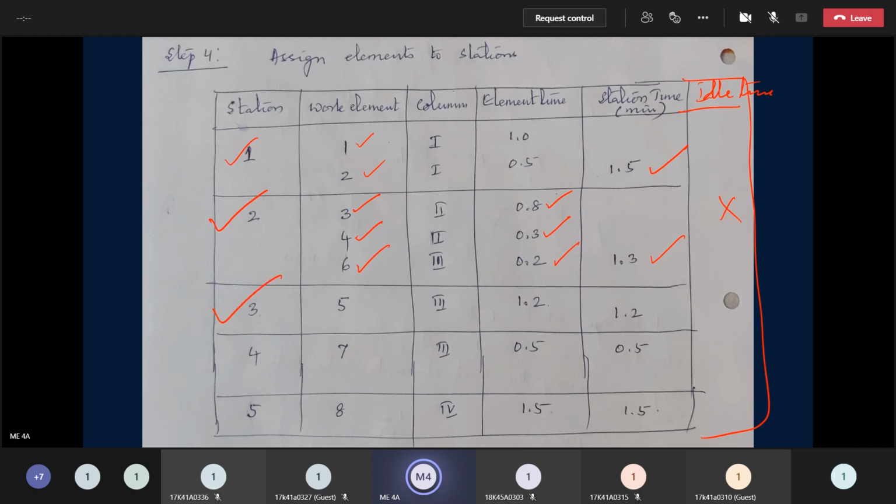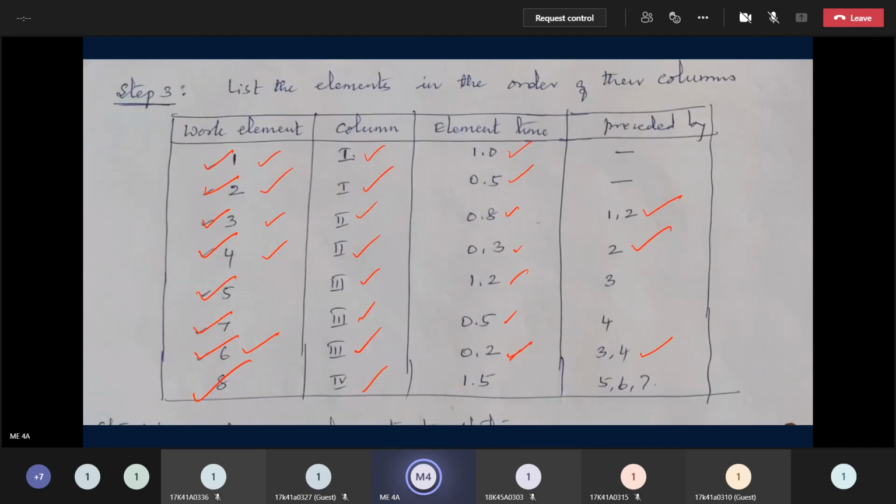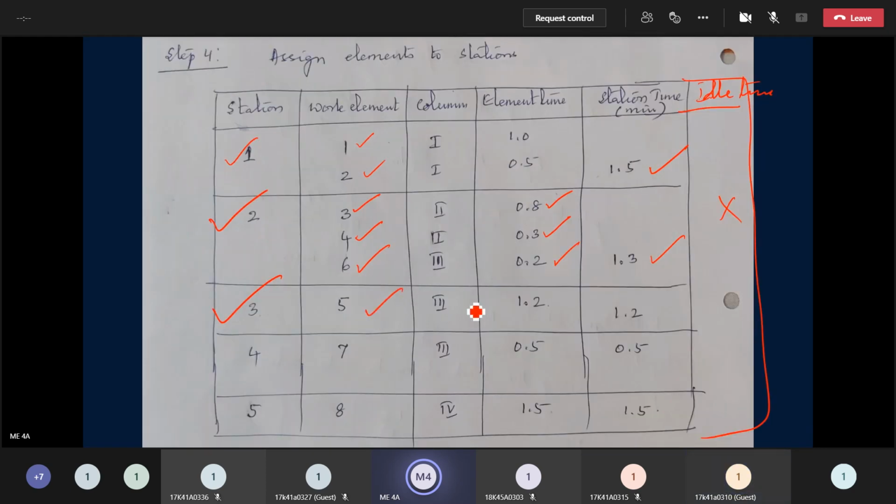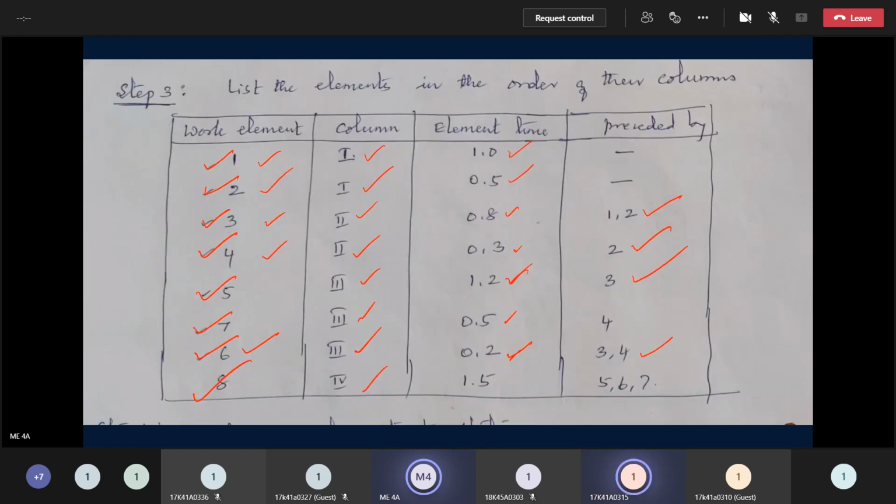Then comes station 3. All the first 4 elements are over. Next is 5. Fifth element, how much is the time? 1.2. Precedence satisfied. So I have only 0.3 left over. But is there any element with 0.3? No, sir. Work element 4 is completed. Next station. What is the leftover element now? 7 and 8 are left over.